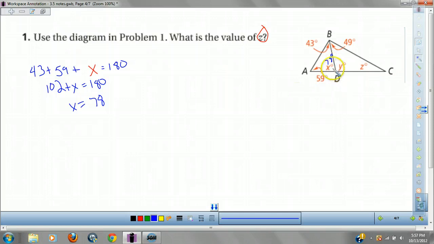Okay? Now how am I going to find Y, guys? Well, Y and X make a linear pair. So I know 180 minus 78 has to equal Y. Well, that means Y is 102.